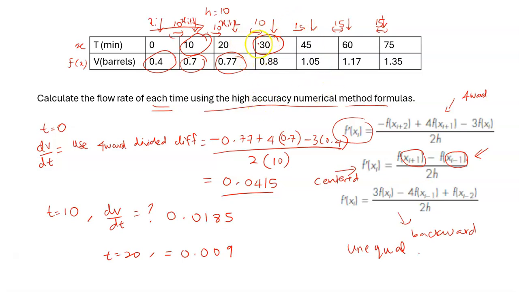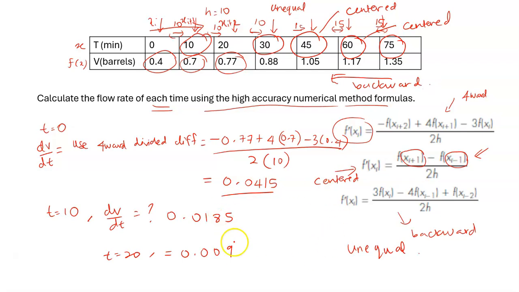So this one, it is obviously unequal. This is 15h and this is 10, the step size. So here you use unequal. And how about this one? This one you can use centered. How about this one? This one also you can use centered because same step size. And how about the last one? The last one, obviously you can only use backward.